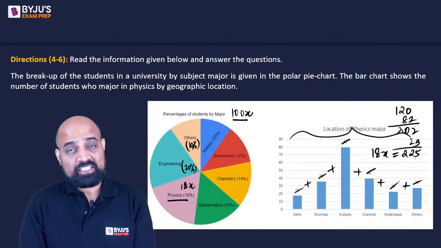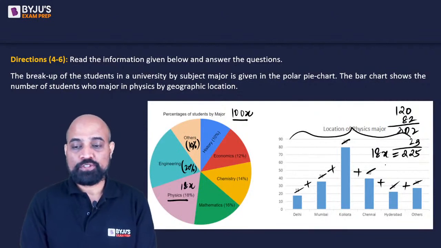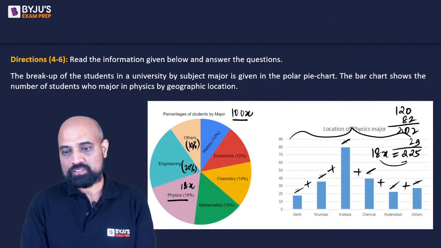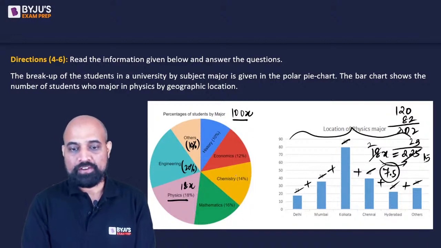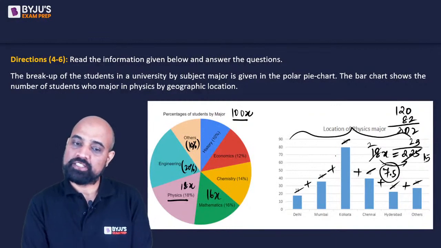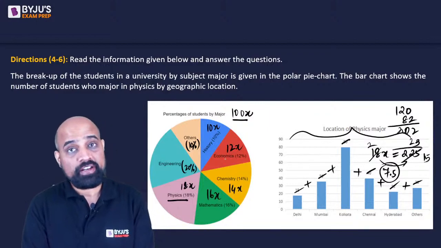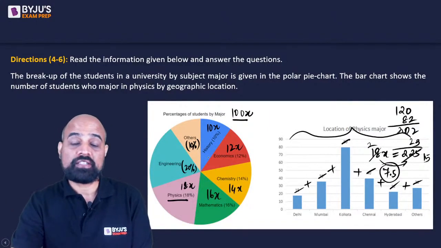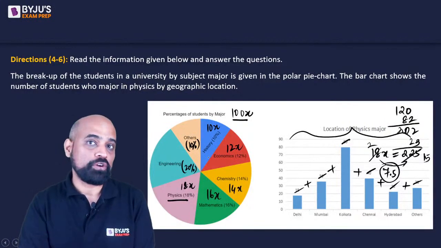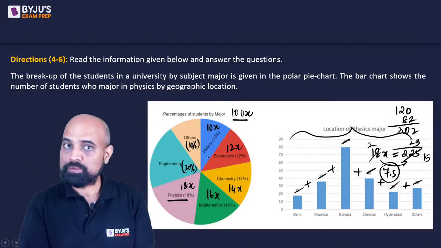So if 18x is equal to 225, how many times is this? So pehle to 9 hata lete. So x is going to be 7.5 times, right? So everything will become 7.5 times. Mathematics is 16x, it is 16 into 7.5. This is 14 into 7.5, 12 into 7.5, 10 into 7.5. As in, those many students are as per from the different locations. Maybe the same locations, maybe other locations.